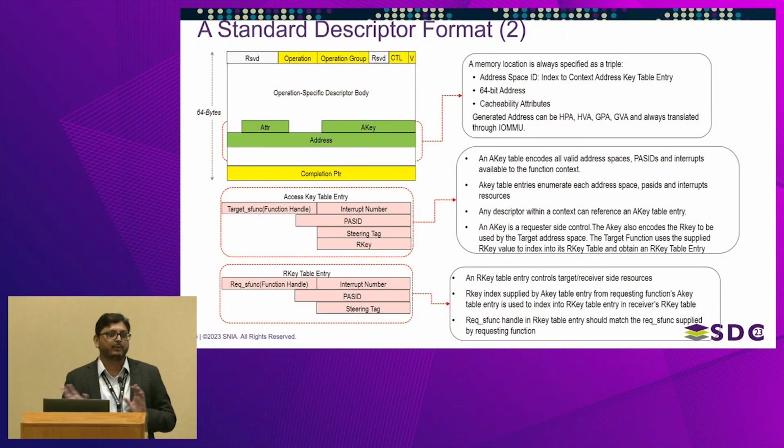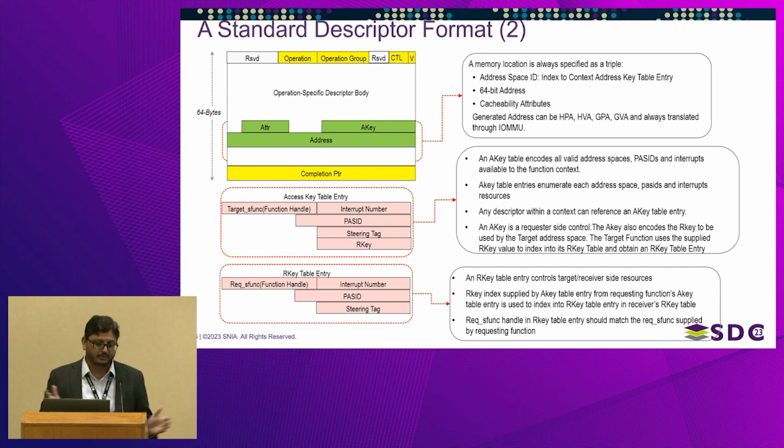I was talking about the access key table entries. These are the different address spaces that you can access. If you notice, there is something called a target sfunc. This is basically a function handle. This basically tells you what function handle you should use when you're accessing that remote memory. In the case of PCIe, that could be as simple as a requester ID. Now, you may also want to use a PASID to address that remote address space because, even though you use the same requester ID, that may be split into multiple address spaces in that remote function's address space using PASIDs.